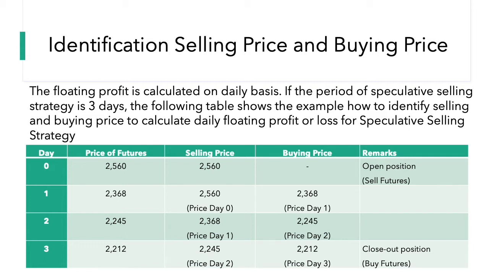If the price in day 3 moved to 2212, so the selling price for day 3 is the price of day 2, which is 2245, and the buying price is the price of day 3, which is 2212.